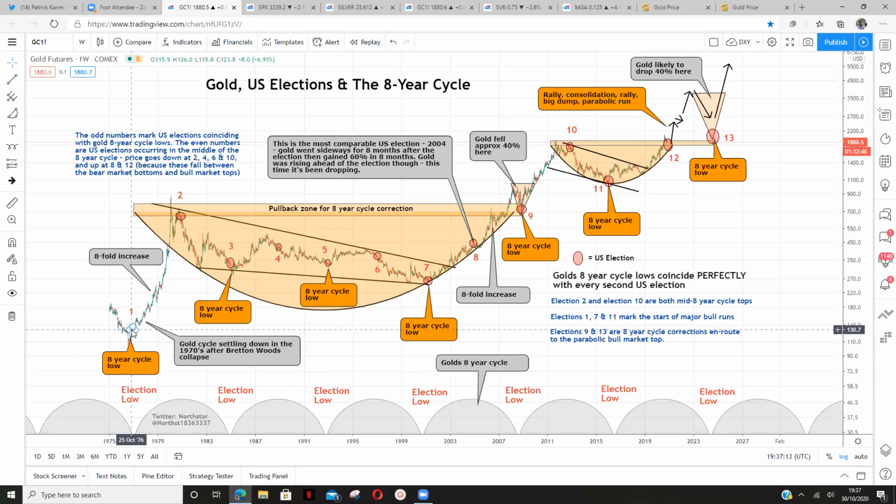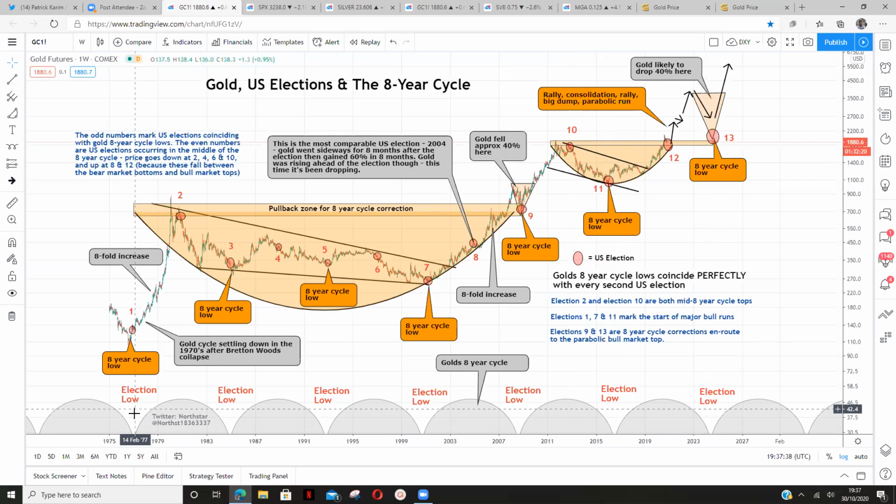So what I've marked with these red circles, these little red areas here with the numbers, are the US elections. And obviously people are talking about how the US elections might affect the price of gold and silver and commodities and so on going forwards over the next few months. So what can we glean from this chart?